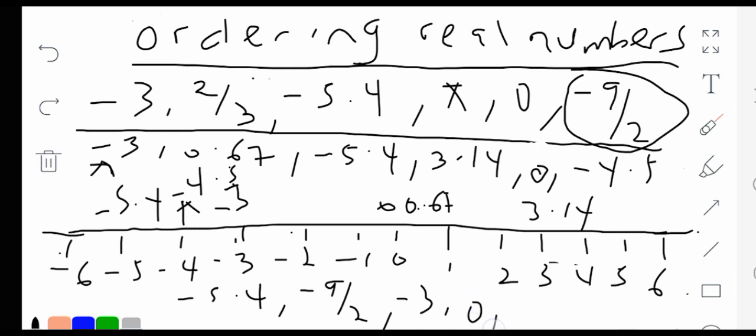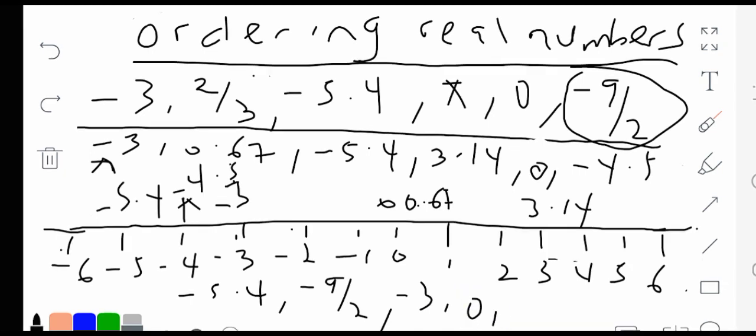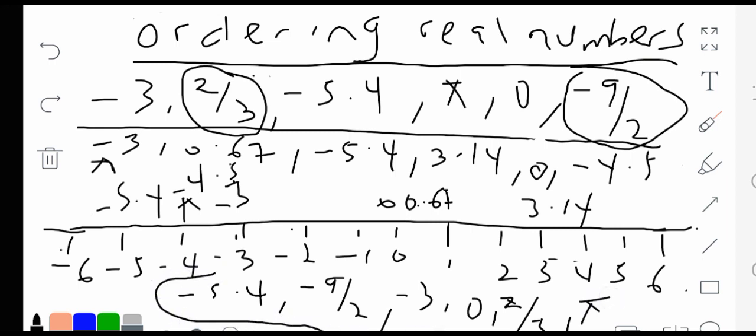Then 0 will follow. After 0, we are going to have 0.67. So 0.67 is from this, so just write 2 over 3. And what else? 3.14, that's our pi, so just write pi. So this has been ordered using number line.